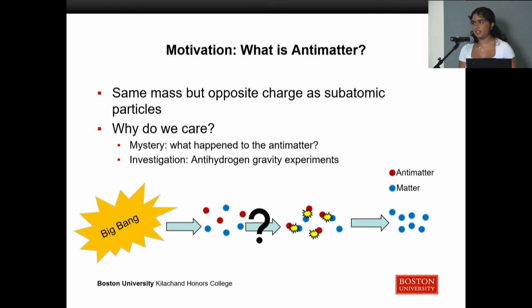So first, what is antimatter? Antimatter has the same mass but opposite charge as subatomic particles. So if you have a proton, which has a positive charge, you have an antiproton, which has a negative charge, and they both have the same mass.